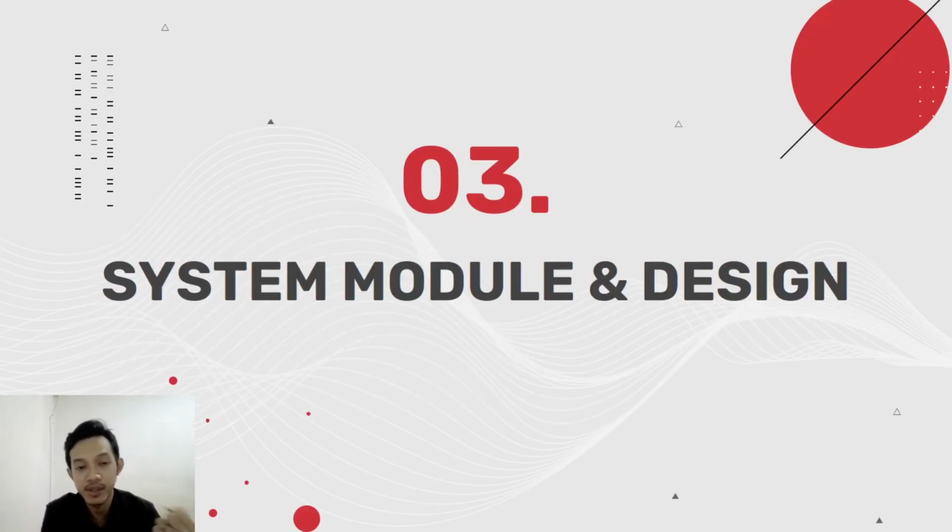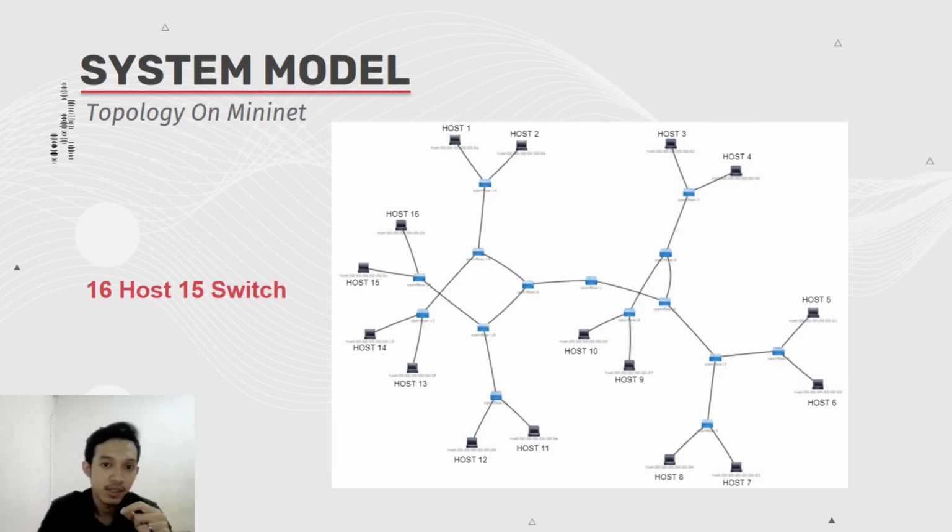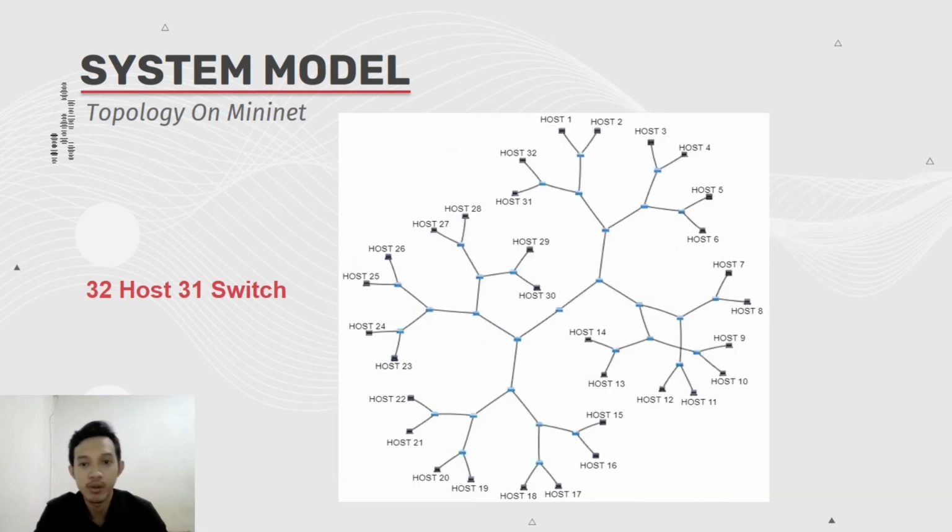Next, system model and design. In the model system, there are two controllers, the primary and the secondary controller, which are generated via Mininet. A virtual IP will automatically move if there is a controller that's down. This is the topology on Mininet with 16 hosts and 15 switches, and another topology with 32 hosts and 31 switches.